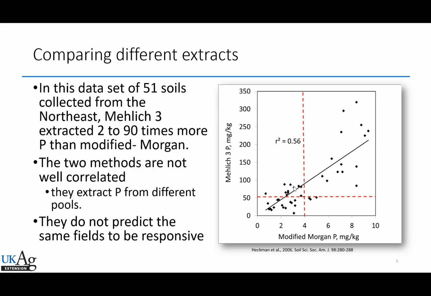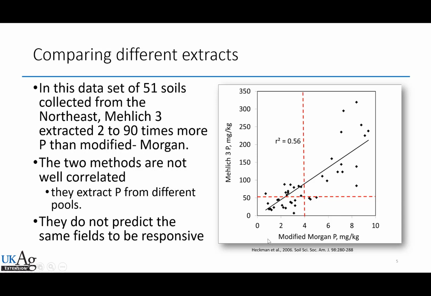And not only did it extract more, but the two methods are not correlated well. They had a really low R squared, meaning that sometimes when the samples were extracted with Mehlich 3, they had a lot higher ratio of phosphorus extracted than by the modified Morgan test. And so they do not predict the same fields to be responsive.